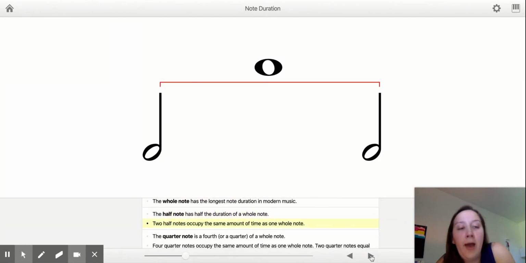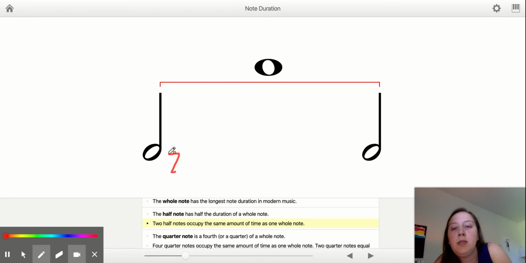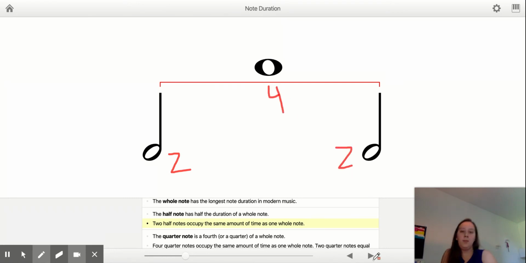So 2 half notes. Like I said, if we were in 4/4 time, this would be 2 beats, this would be 2 beats, and 2 plus 2 would equal 4. So they occupy the same amount of space.